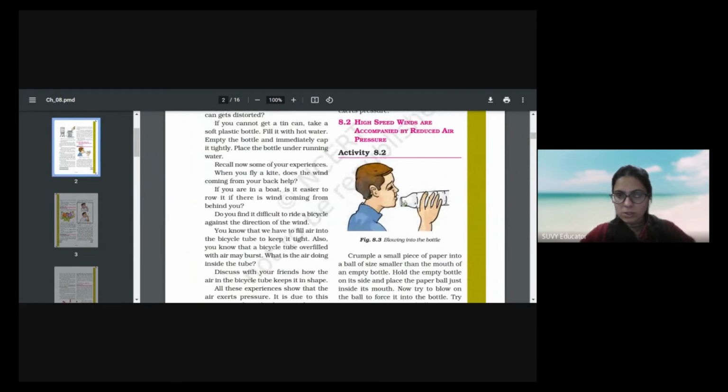See, you can see in this picture, after blowing, what will happen? Crumple a small piece of paper into a ball of size smaller than the mouth of an empty bottle. Hold the empty bottle on the side and place the paper ball just inside the mouth. What will happen? Now try to blow on the ball to force it into the bottle.